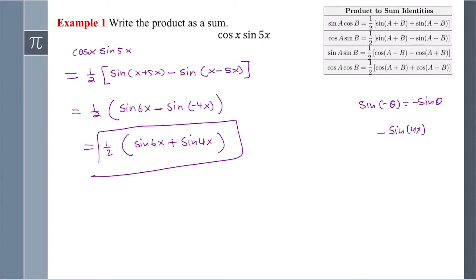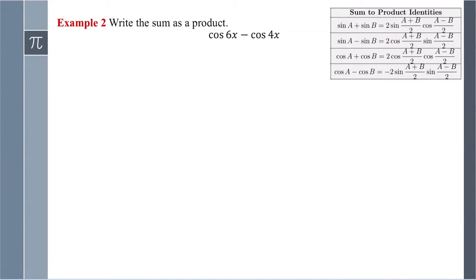Okay, so let's look at another example. Here we have a sum and we are going to write that as a product. If you look over here, we have cosine minus cosine. So this is the identity that we are going to use. We have cosine 6x minus cosine 4x.